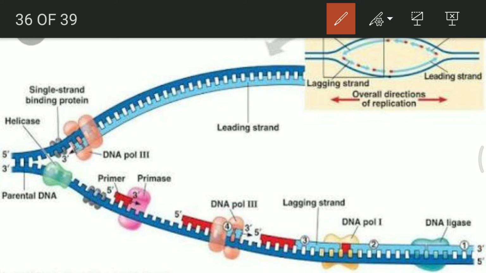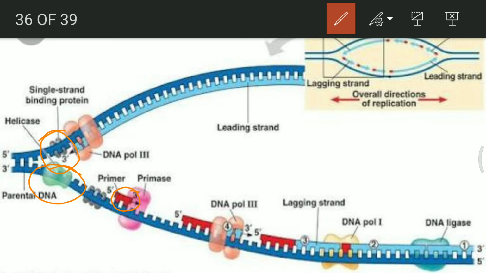If you see this structure, you can see the single stranded binding protein over here. Helicase is bound at the parental strand. As soon as the primase is bound, you can see the red small chunk of 10 to 12 nucleotides long, which is formed with the help of primase. These red portions will be removed once the entire DNA strand is formed. And this is what happens throughout the process.